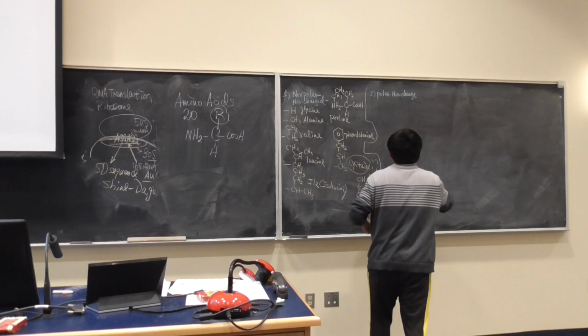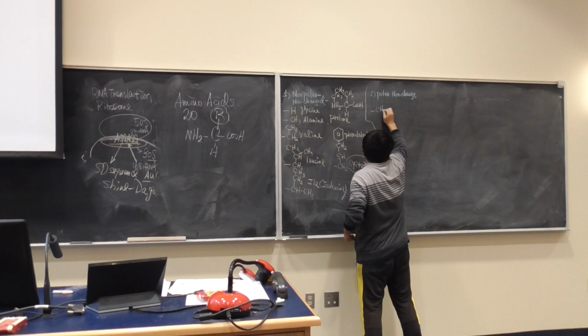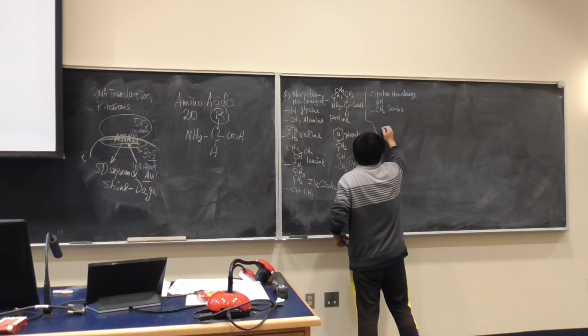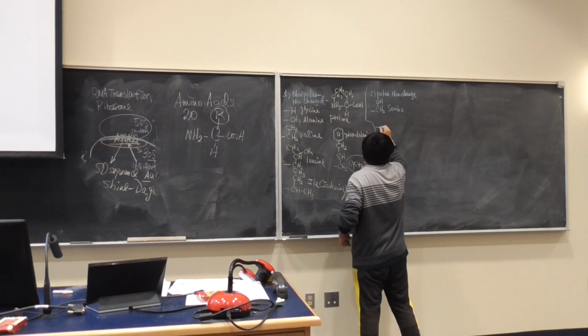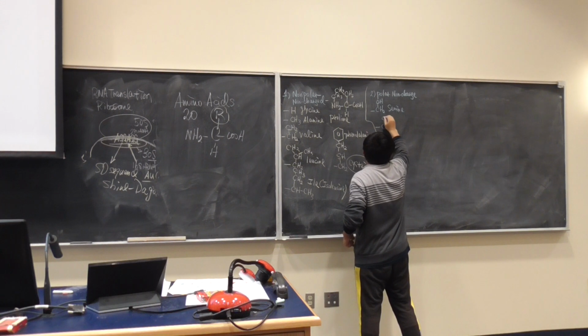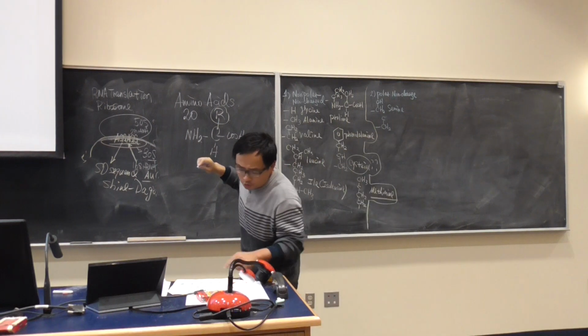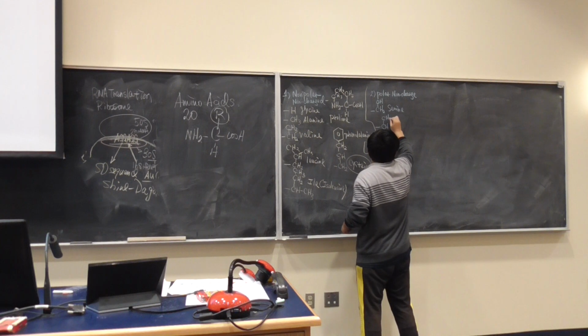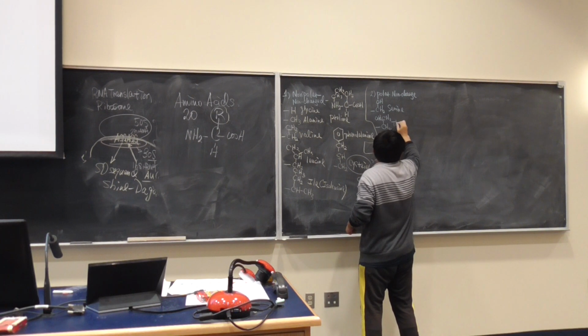So polar, no charge, the first one. CH2OH. This is serine. Then we go CH2, OH, let me see, sorry, CH3, OH, threonine.